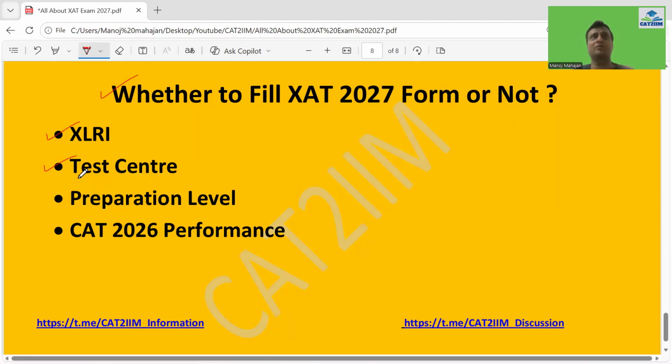If you are okay with the test center being your second choice or maybe the third choice, then you might fill later on, because you're not sure of targeting XLRI completely 100% through the XAT paper.